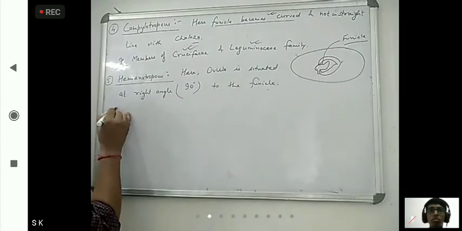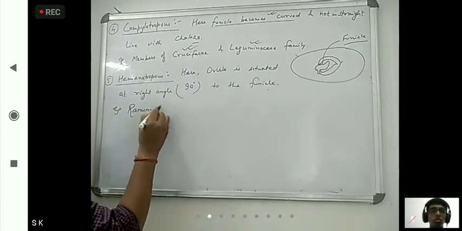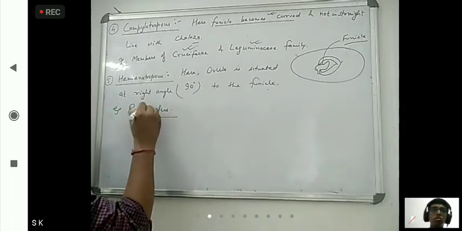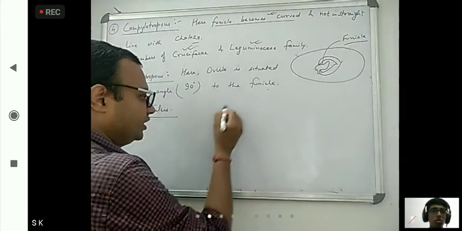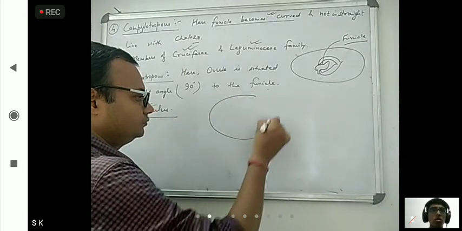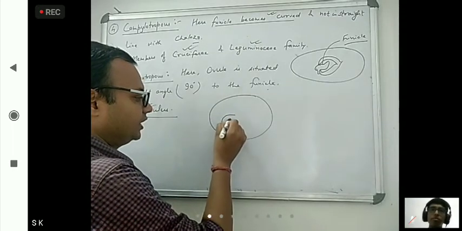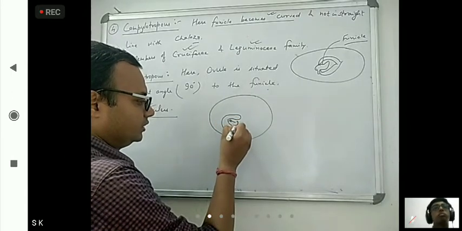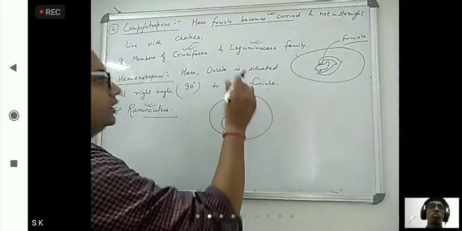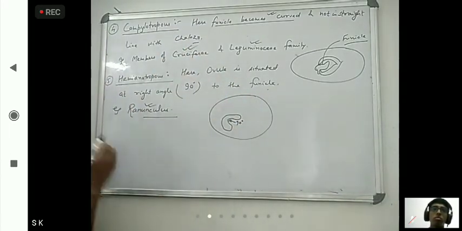So for example, ranunculus. This example you have to remember. Okay. Now in Hemianatropus, what happens here? Ovule becomes 90 degrees to the funicle. So here, how much angle will become? 90 degree. Okay, and ranunculus.